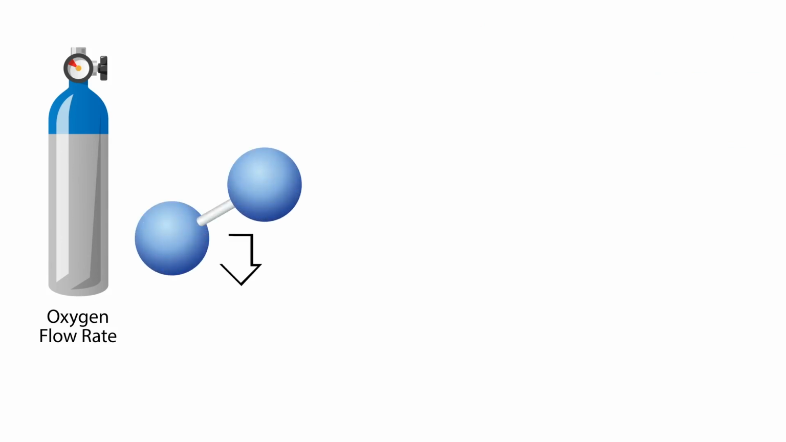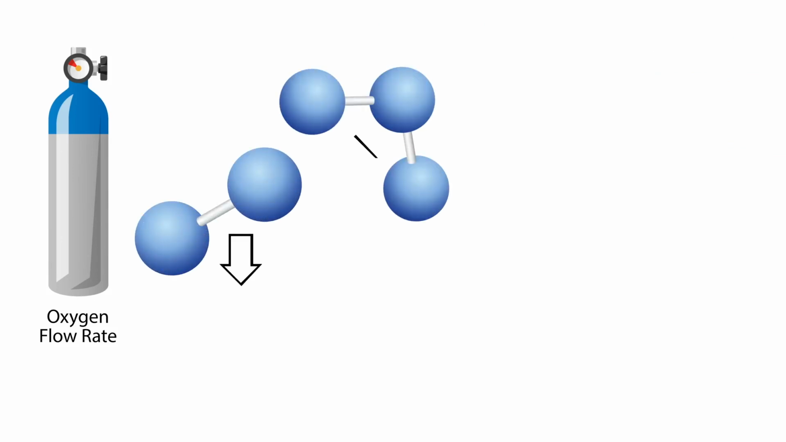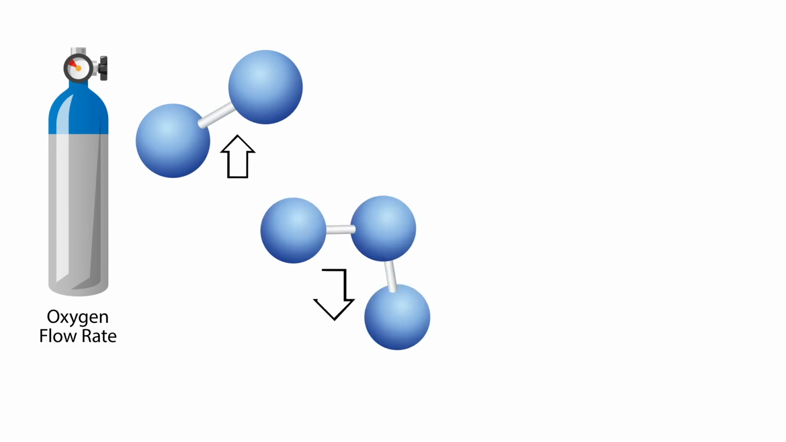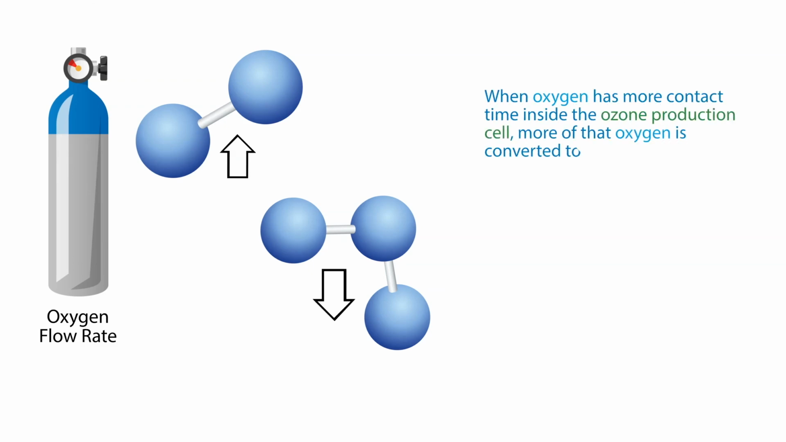As you lower the oxygen flow, the ozone concentration will increase because the oxygen has more time to be exposed to the ozone creation process. As you increase the oxygen flow, the ozone concentration will decrease because the oxygen moves through the process faster, therefore creating less total ozone. When the oxygen has more contact time inside the ozone production cell, more of that oxygen is converted to ozone. So, you get higher ozone outputs with lower flows of oxygen.